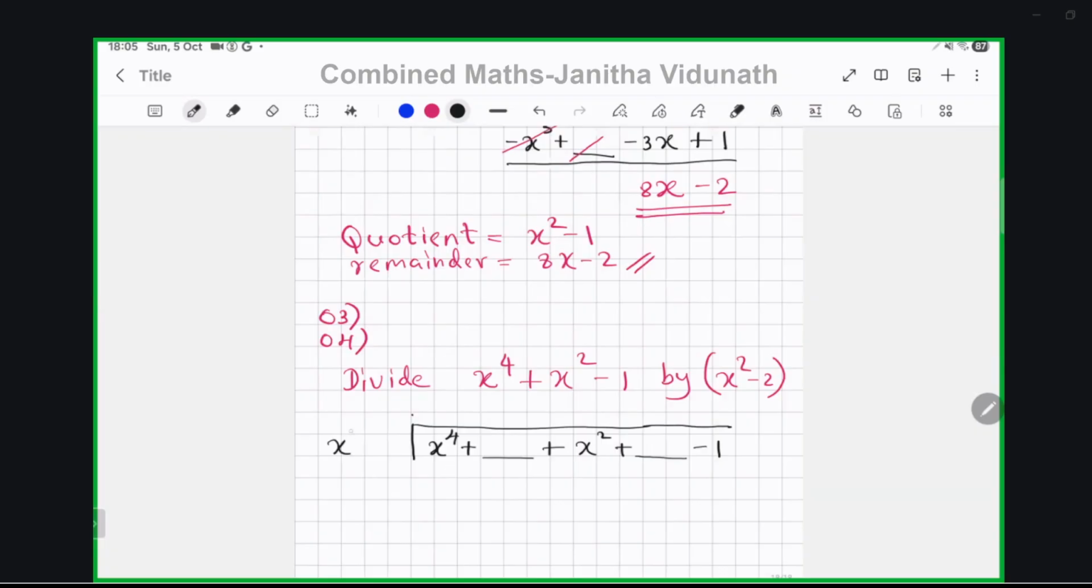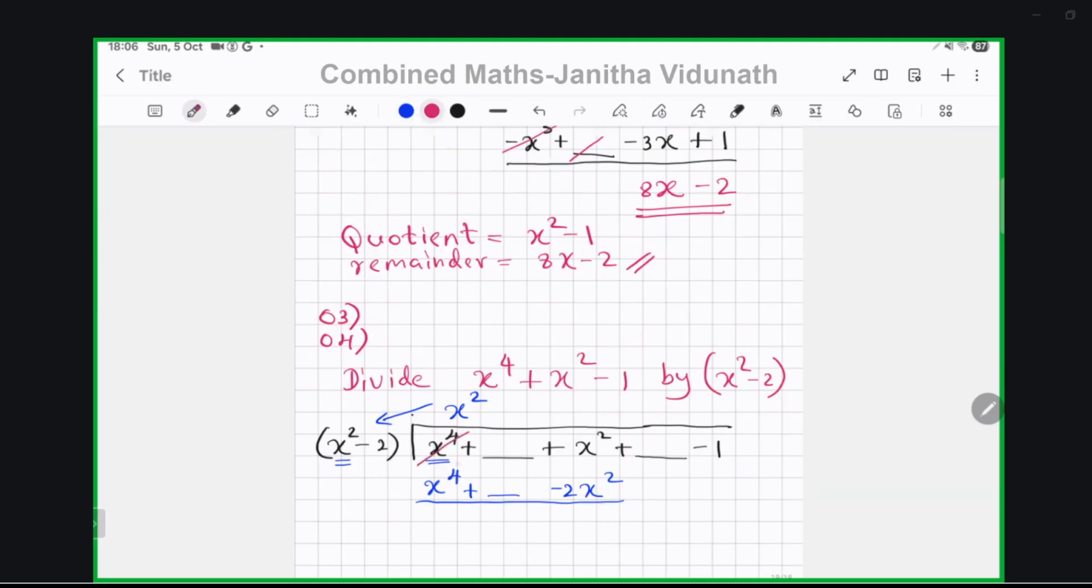Here we need to divide by x square minus 2. Okay, first we divide the leading term of the dividend with the leading term of the divisor. Then it will give the result x square. Then x square needs to multiply with the entire divisor. Then it will result x to the power 4 minus 2x square. Then we need to subtract those two terms.